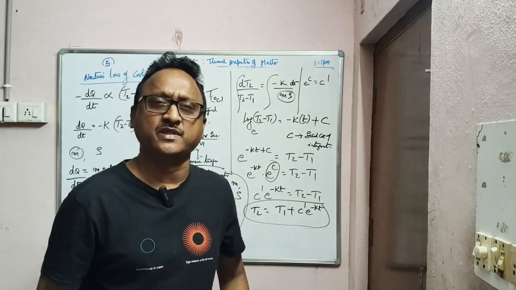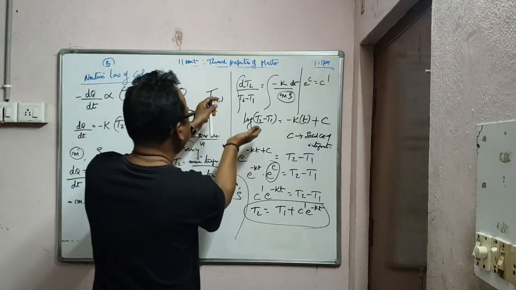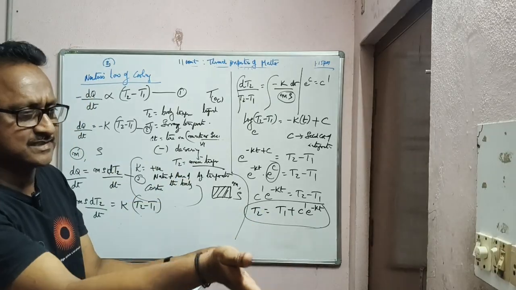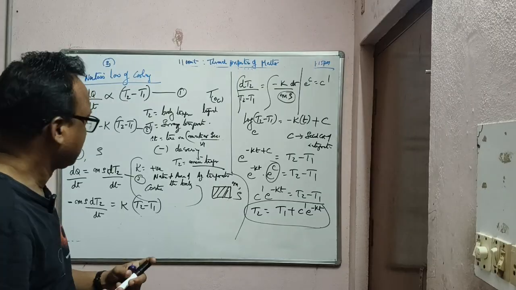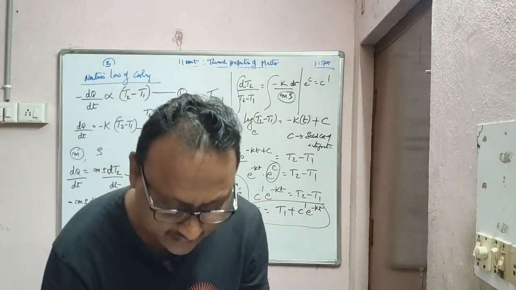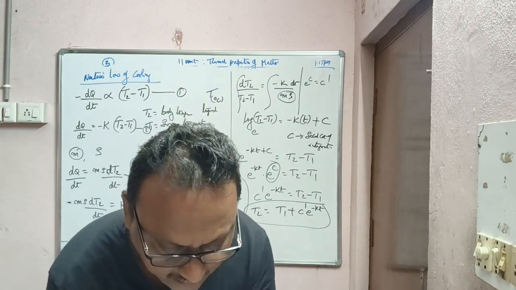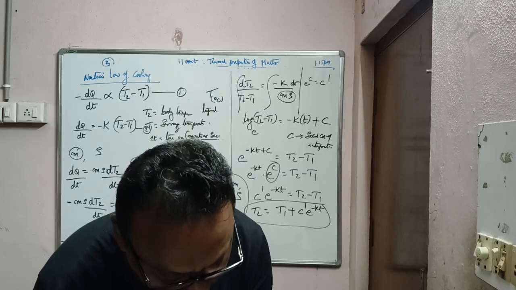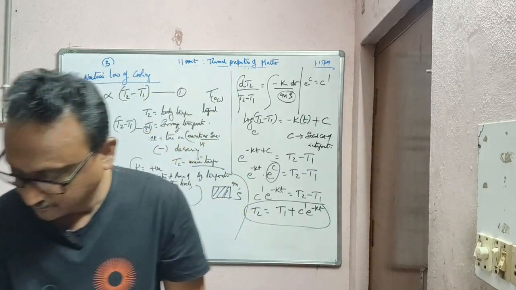There is also an experiment for you. From that experiment, if we take log of T2 minus T1 on the y-axis and time on the x-axis, the graph will be a straight line falling down. Clear? Right, and excellent. So that is Newton's law of cooling. That's all, and this is the end of the chapter.